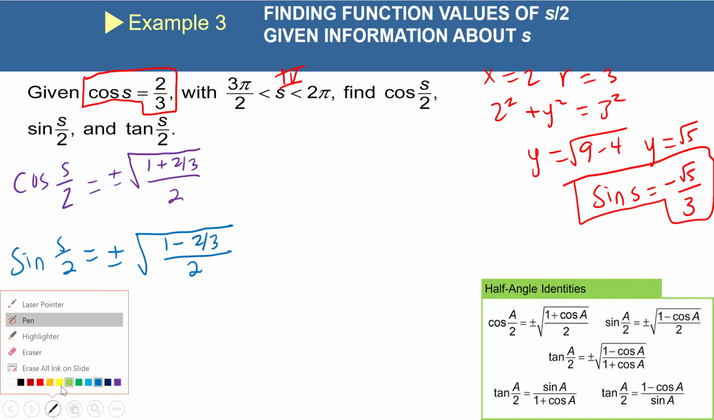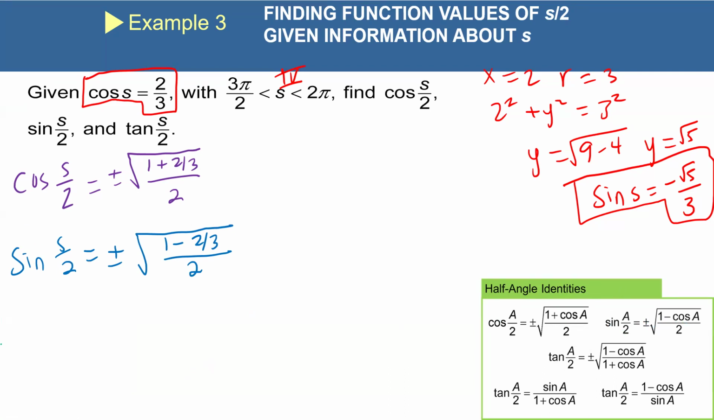And lastly, we're going to do the tangent. And we're going to do the tan of S divided by 2 equals, and tan is either using sine A over 1 plus cosine A or 1 minus cosine A over sine A. Doesn't matter which one we use. Nope, we'll just use the first one. So we have the sine of A, and what's the sine of S in this case? Negative square root of 5 over 3 over 1 plus cosine of S, and what was cosine of S?